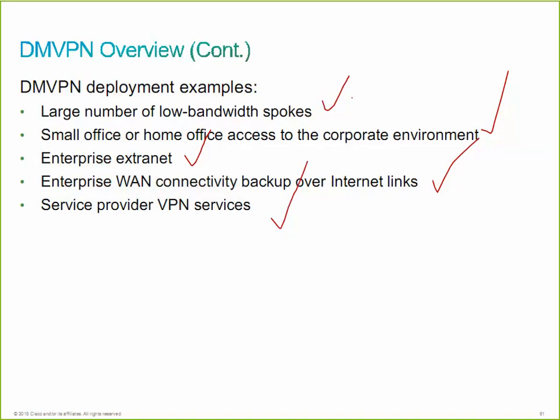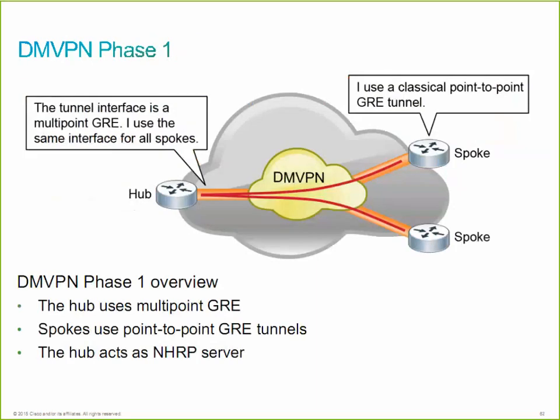So we'll wrap up our DMVPN discussion by talking about the different phases of DMVPN and what each phase of DMVPN added to the overall communication process. In phase 1, obviously the initial phase of DMVPN, the hub router uses a multipoint GRE interface to connect to all of the spoke routers. So we already saw this multipoint GRE technology introduced in phase 1. The spoke routers use regular point-to-point GRE tunnels, and the spoke routers can only reach the hub, and they can only go to the other spoke networks through the hub.